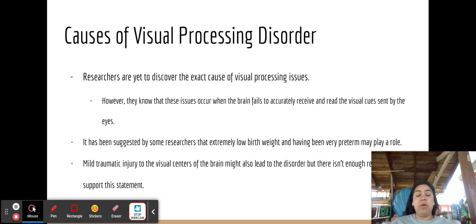Causes of visual processing disorder. Researchers are yet to discover the exact cause of visual processing issues. However, they do know that these issues occur when the brain fails to accurately receive and read the visual cues sent by the eyes. It has been suggested by some researchers that extremely low birth weight and having been very preterm may play a role. And mild traumatic injury to the visual centers of the brain might also lead to the disorder, but there isn't enough research yet to support this statement.